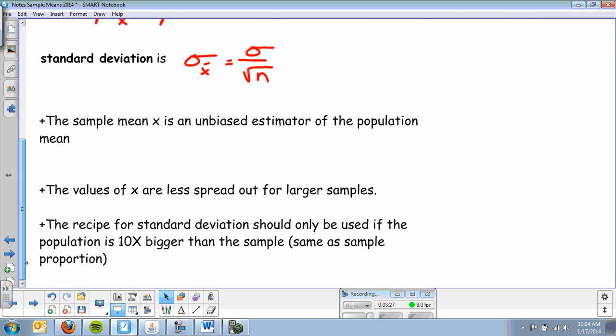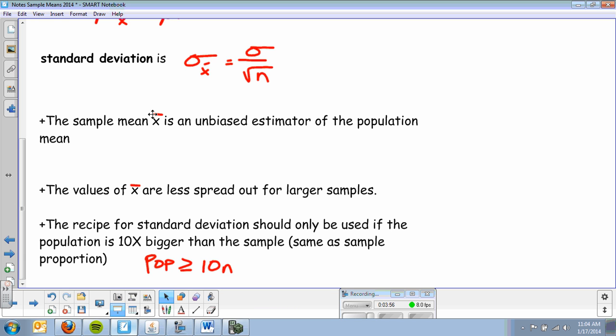So a couple other things. The sample mean x bar is an unbiased estimator of the population mean. The values of x bar are less spread out for larger samples, as shown on that applet, and the recipe for standard deviation should only be used if the population is 10 times bigger than the sample. So again, the population should be greater than or equal to 10n.